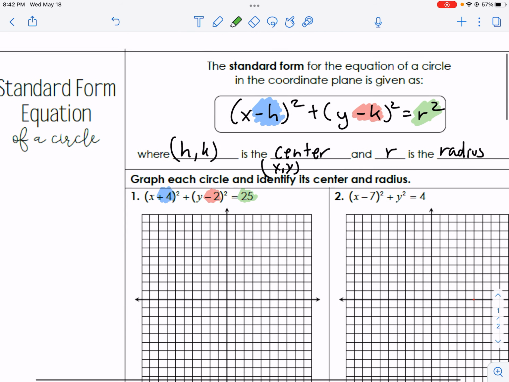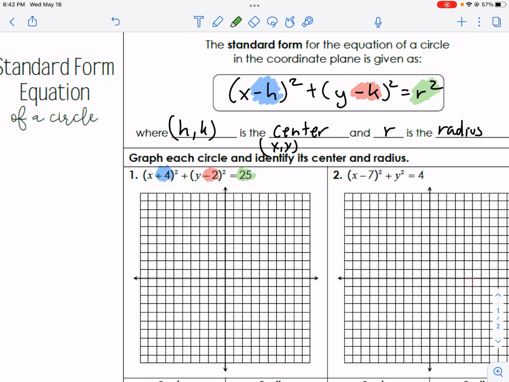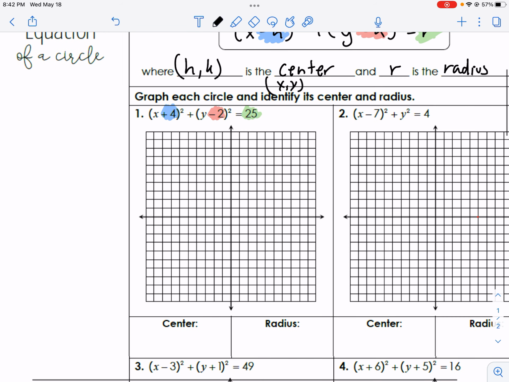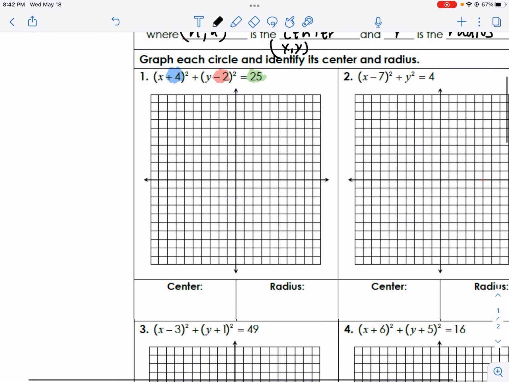Alright, so looking at the h value, you're like, oh, easy peasy, h value is 4. If you're saying 4, you're actually incorrect because your h value is actually negative 4. So your center is at h comma k, but in this case, h is actually negative 4 and k is actually 2. And let me tell you why.